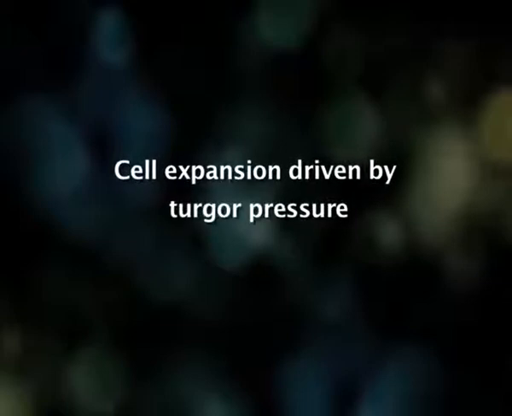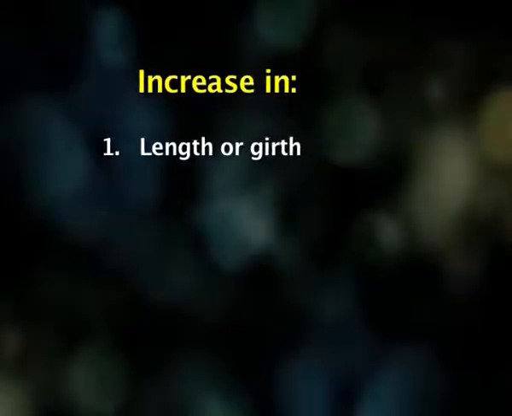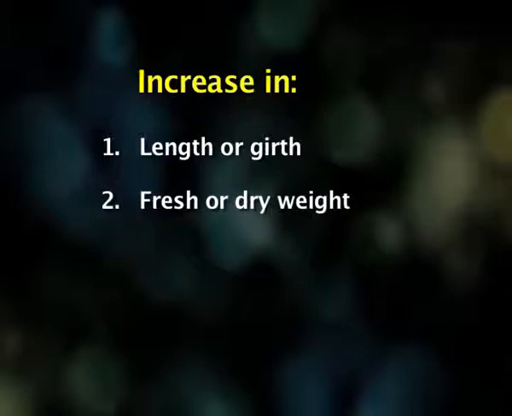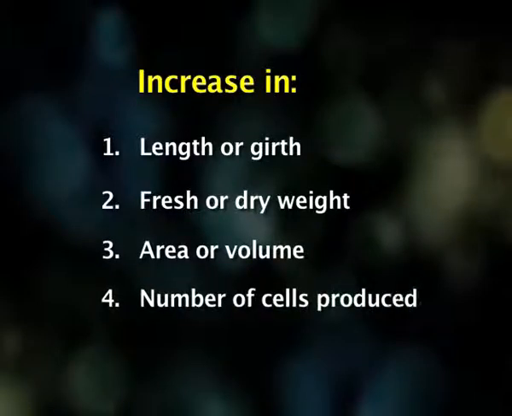Classically, plant growth has been analyzed in terms of cell number or overall size, that is mass. Growth in plant cells is mainly through cell expansion driven by turgor pressure. During this process, the cell increases in volume many fold and becomes highly vacuolated. Growth in plants can be measured in terms of: number 1, increase in length or girth; number 2, increase in dry weight; number 3, increase in area or volume; and number 4, increase in number of cells produced.